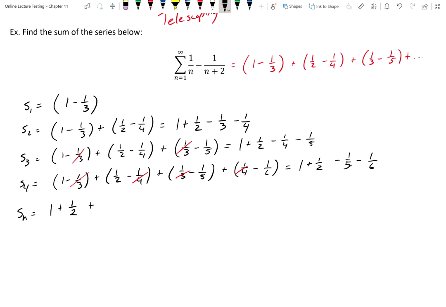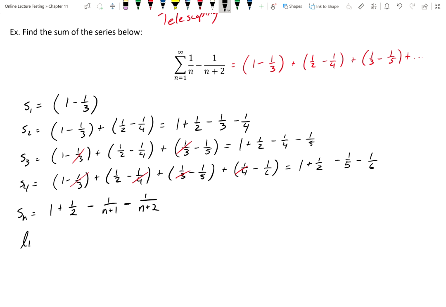Okay, and in fact, if we look at the nth terms here, we get 1 plus 1/2 minus, this is where we got to look a little bit further ahead. This is our n plus 1 term, this 1/5. And here, sorry, not plus, should be minus, so make sure that says minus. And then minus 1 over n plus 2.